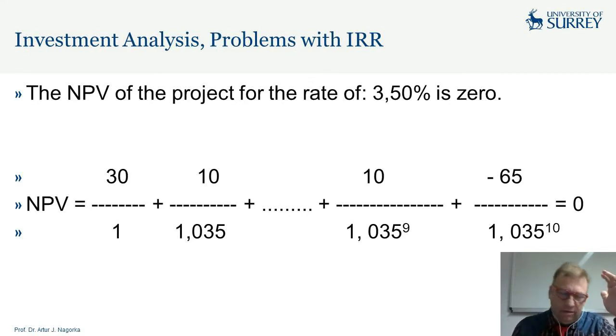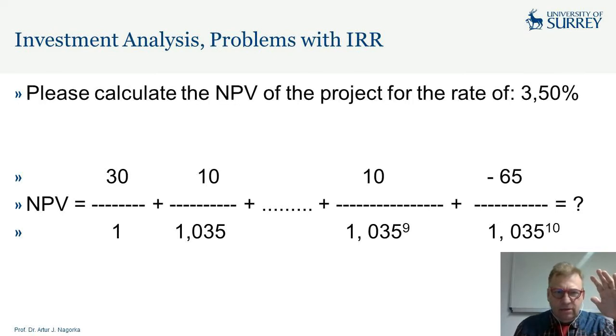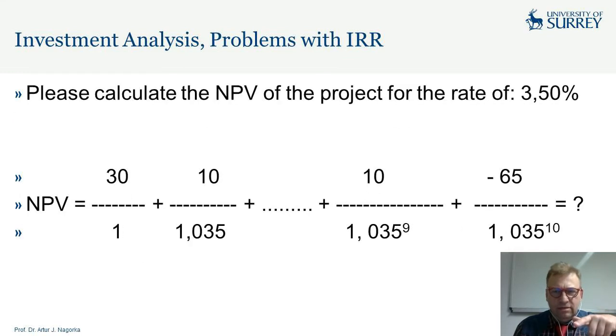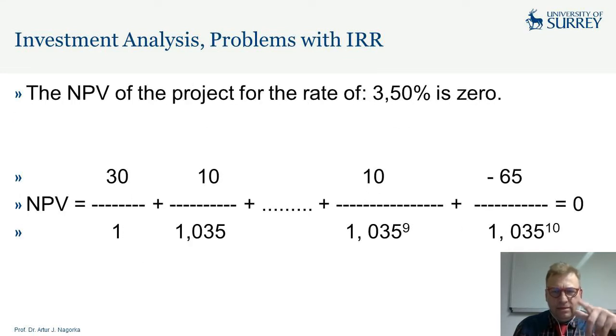Ah, so hold on a second. He would say, yeah, but you told us, let's go back, you told us that net present value of the project at the rate 19.54 is 0. And now you tell us that the same project at the rate 3.5 is as well 0. So which one is the internal rate of return?